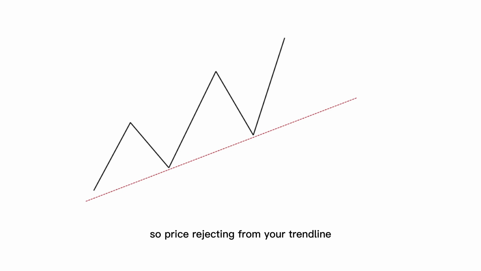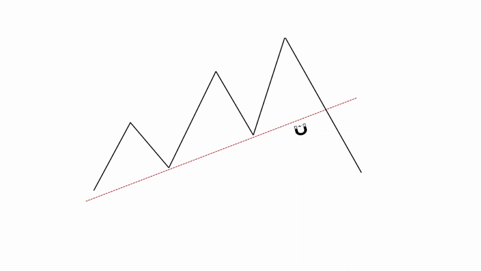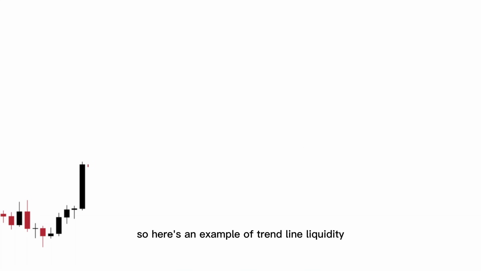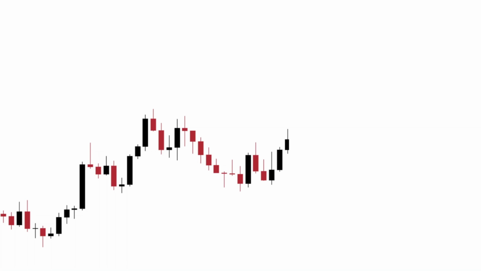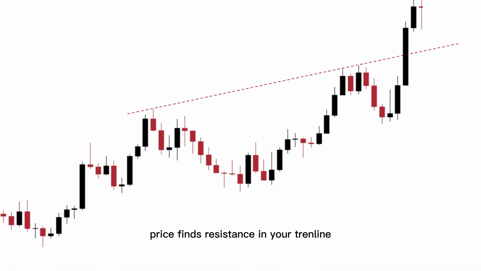So another form of liquidity is your trendline liquidity. So price rejecting from your trend line, which means that somebody purchased price at that trend line and their stop losses would be beneath the trend line. So the trend line would act as a magnet. So here's an example of trendline liquidity. Price finds resistance in your trend line, which will make your trend line the liquidity.